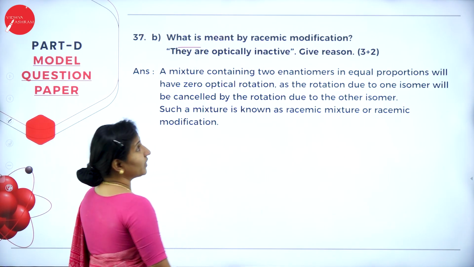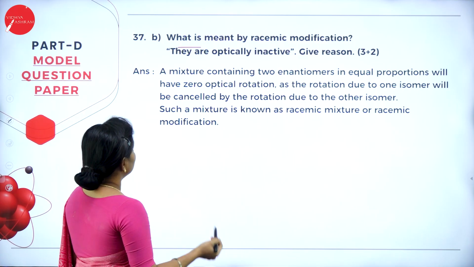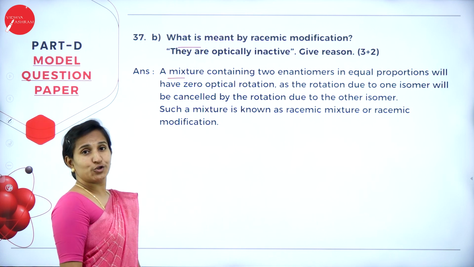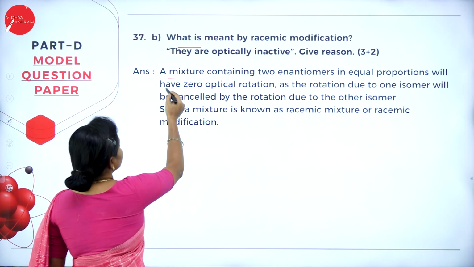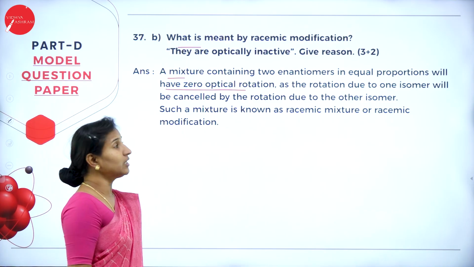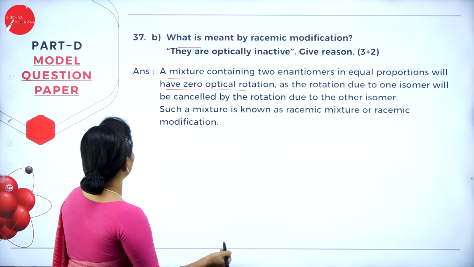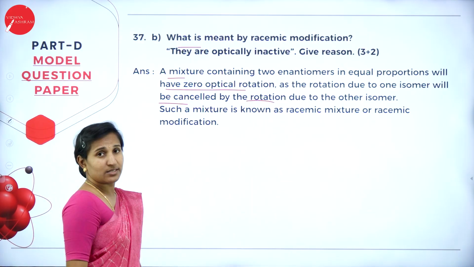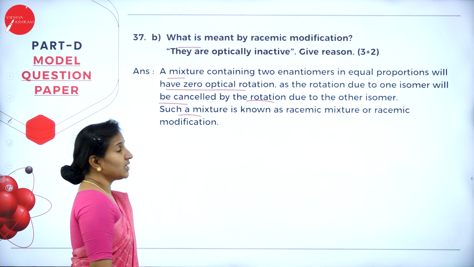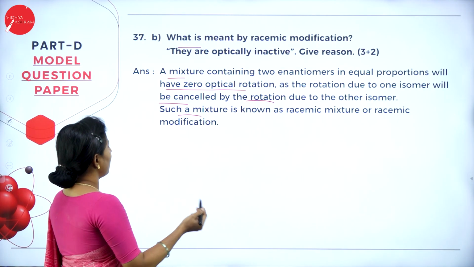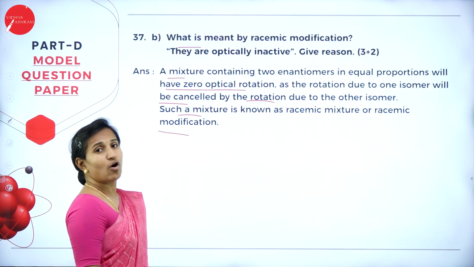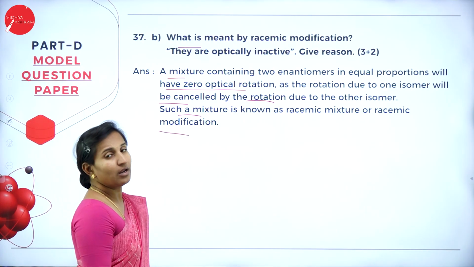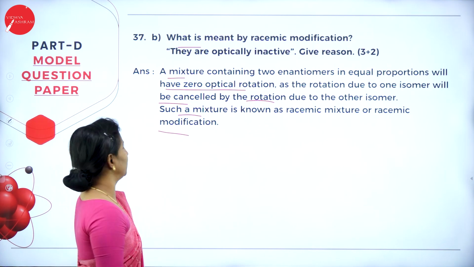What is meant by racemic modification? They are optically inactive. Give reason. A mixture containing 2 enantiomers in equal proportion has 0 optical rotation, as the rotation due to one isomer will be cancelled by the rotation due to the other isomer. Such a mixture is known as a racemic mixture or racemic modification. They are optically inactive. Why? Because one rotation is cancelled by another rotation. There is no rotation in a racemic mixture.